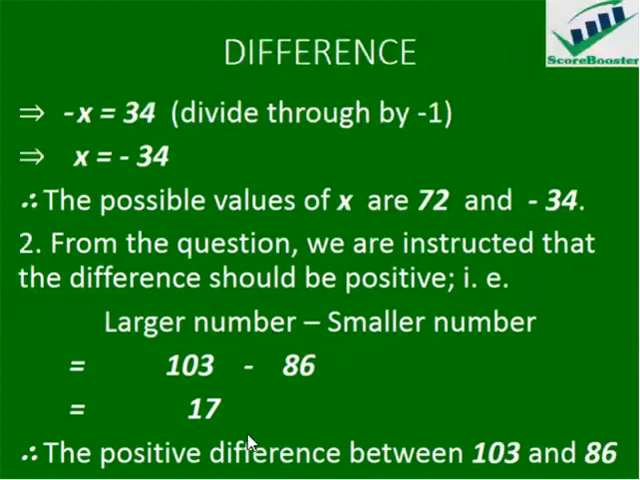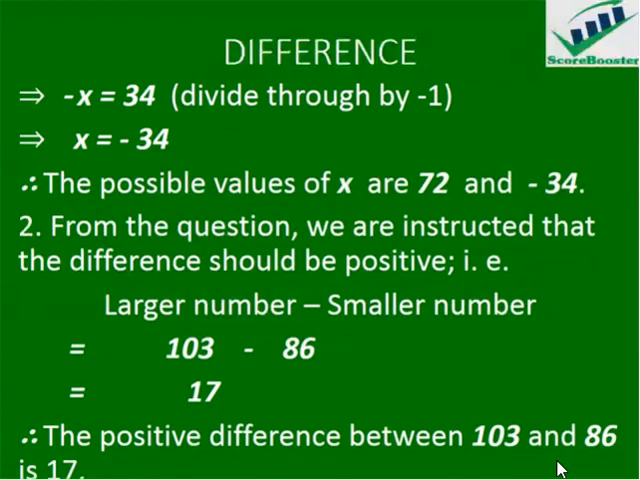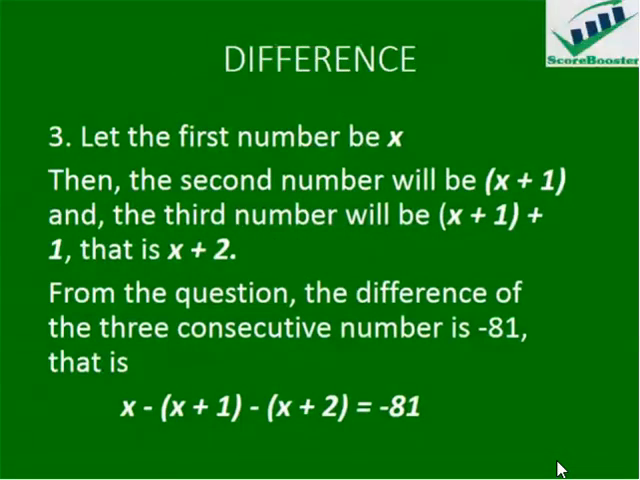So therefore, the positive difference between 103 and 86 is what? 17. So that's that. So move to the third question. The third question, we already talked about it in sum. That is how to find consecutive number. Consecutive numbers are numbers that follow each other simultaneously, like 1, 2, 3, 8, 9, 10, and so on.